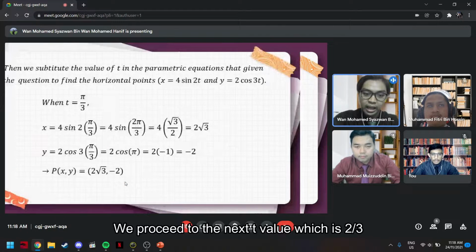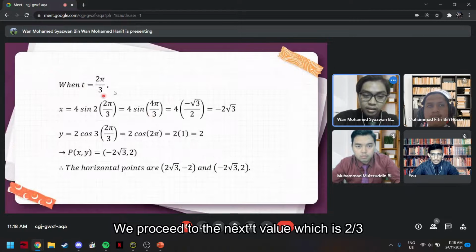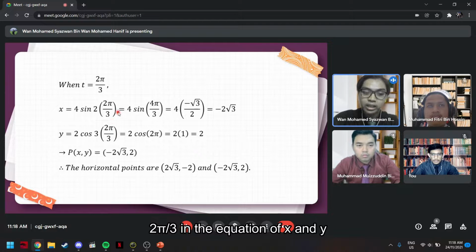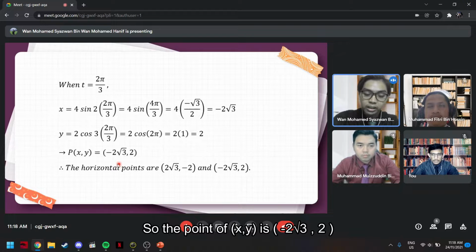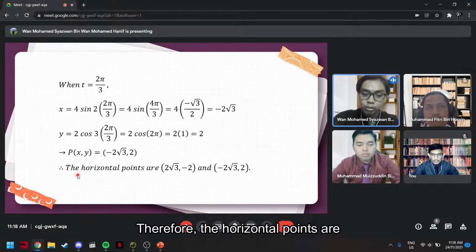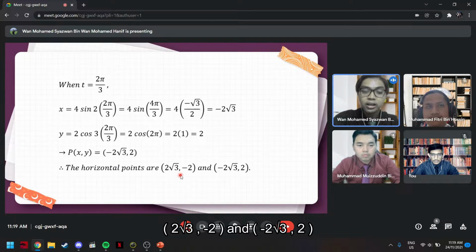Then we proceed to the next t value, which is 2 pi over 3. And then we substitute 2 pi over 3 in the equations of x and y. After the calculation, we get x equal to negative 2 sec 3, y equal to 2. So the point (x, y) is (negative 2 sec 3, 2). Therefore, the horizontal points are (2 sec 3, negative 2) and (negative 2 sec 3, 2).